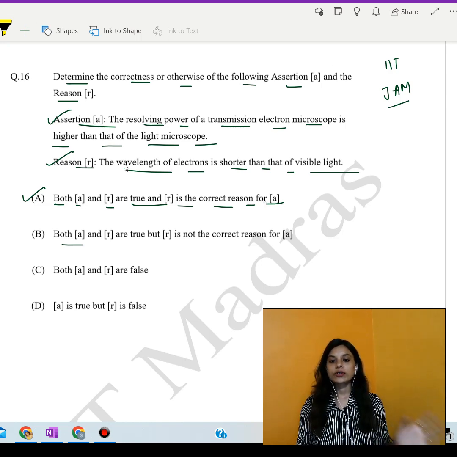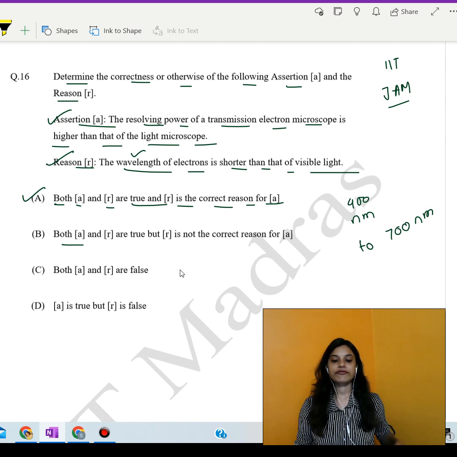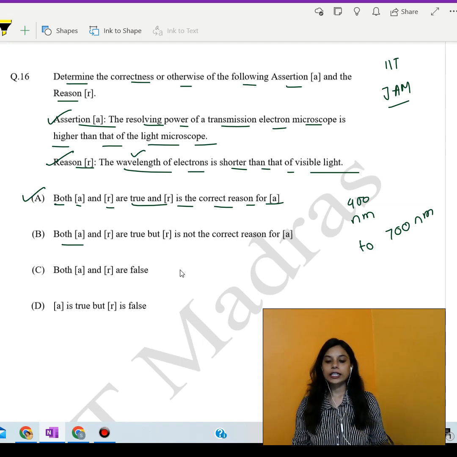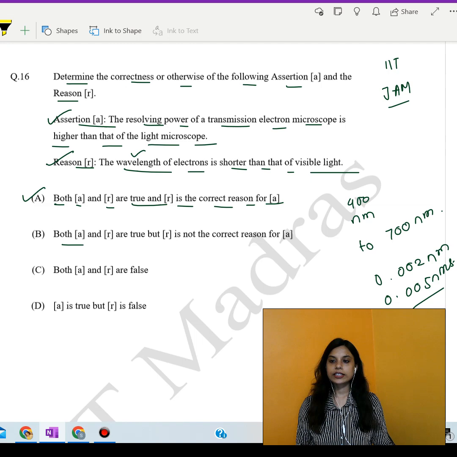Coming to the wavelength that is mentioned in the reasoning part. Now the wavelength of the visible light ranges from approximately 400 nanometers to 700 nanometers. Okay, and electrons used in the TEMs have much shorter wavelengths, typically in the range of 0.2 nanometers to 0.5 nanometers. And higher resolution comes with shorter wavelengths.